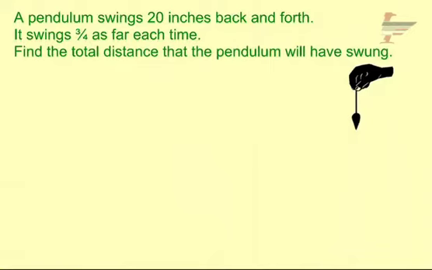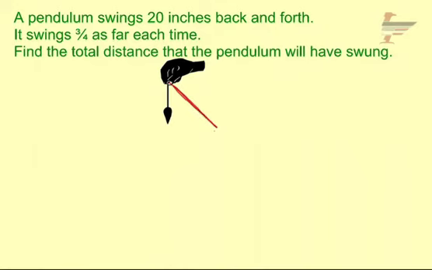A pendulum swings 20 inches back and forth. It swings 3/4 as far each time. Find the total distance that the pendulum will have swung. So let's say we have this pendulum right here that's swinging. The first time it swings, we're actually going to pretend that it starts out here. It's going to swing a total of 20 inches.